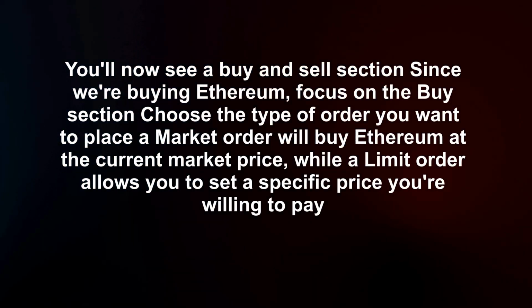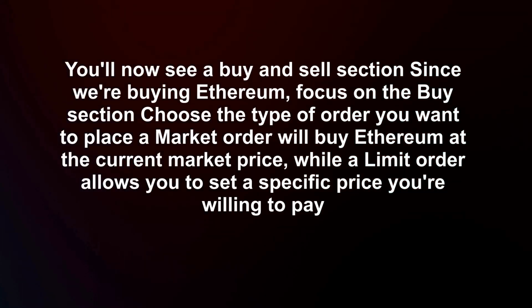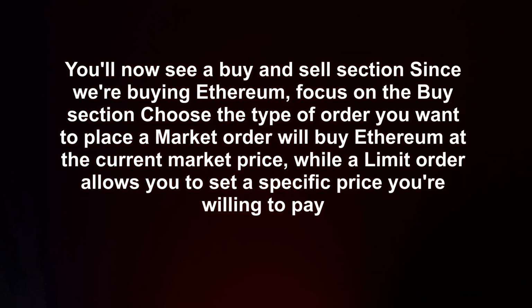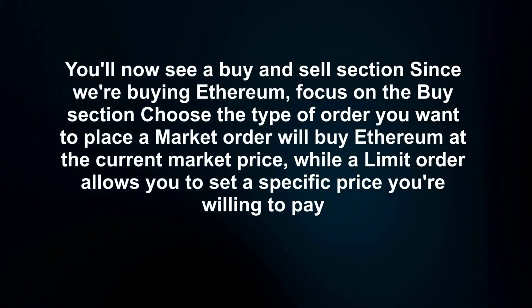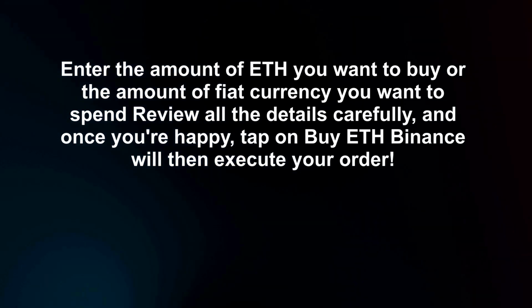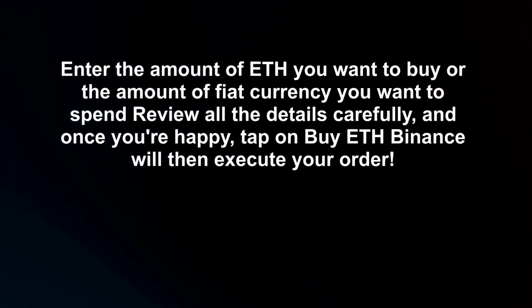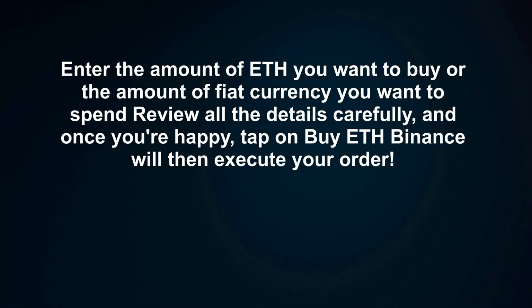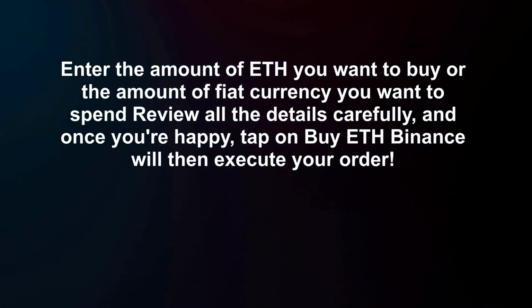Choose the type of order you want to place. A market order will buy Ethereum at the current market price, while a limit order allows you to set a specific price you're willing to pay. Enter the amount of ETH you want to buy or the amount of fiat currency you want to spend. Review all the details carefully, and once you're happy, tap on Buy ETH.